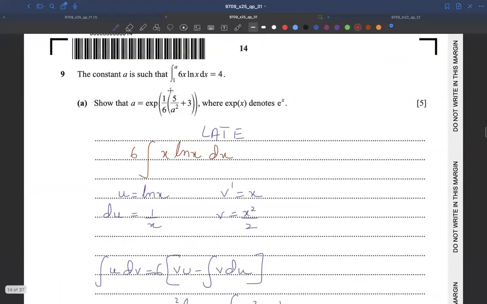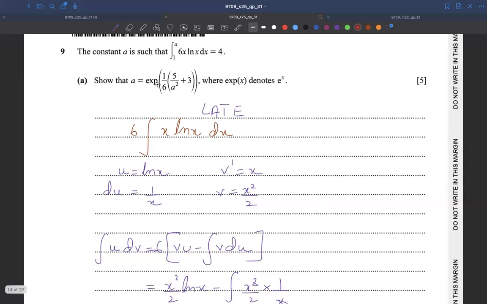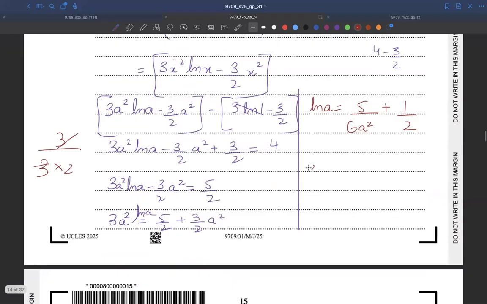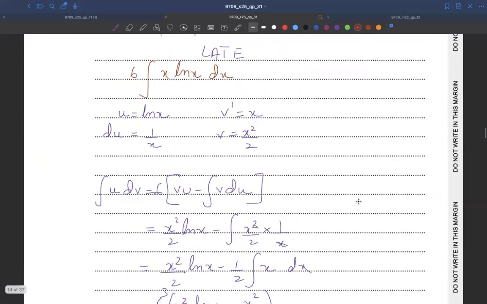So we have 5 upon 6 and 3 upon 6. Yes, that will be 1 upon 2. So that's fine so far. And then finally, a would be equal to e to the power of 5 upon 6a squared plus 1 upon 2. And this is the same expression because over here 1 upon 6 has been taken common out.